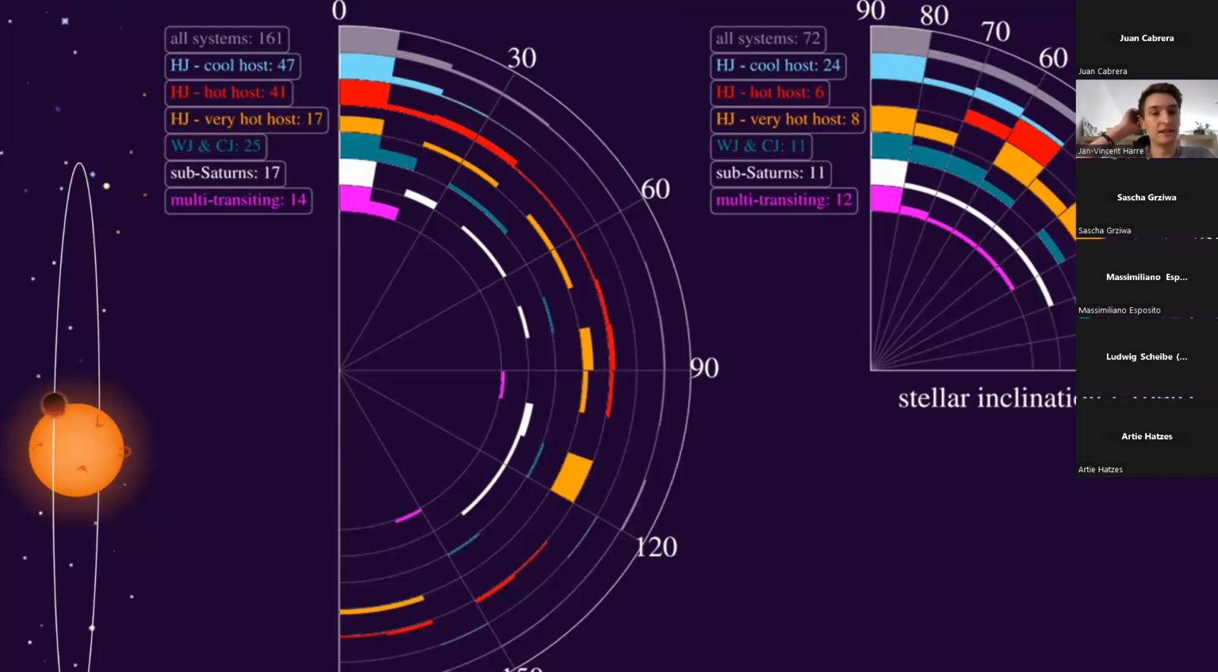So what we can see in these projected obliquities, the sky projection of the 3D angle, is that most of the hot Jupiters orbiting cool stars, indicated by this light blue, are aligned with their host stars. For hot hosts, it's a bit more smeared out, I would say. Various angles are possible, but most of them are still aligned. And for very hot host stars, we can see that it's distributed relatively evenly over all angles. And for warm Jupiters and cold Jupiters, most of them seem to be aligned. However, there are a few that stray away from this.